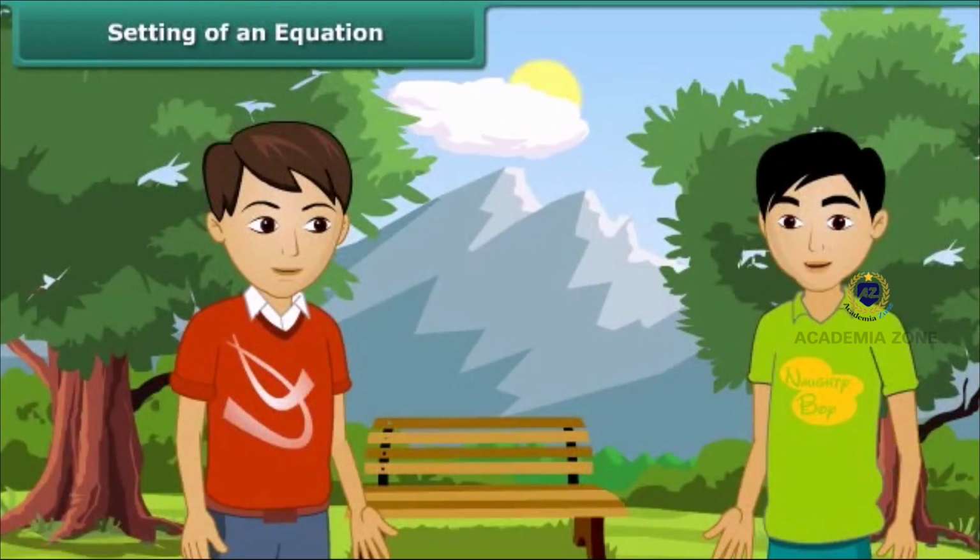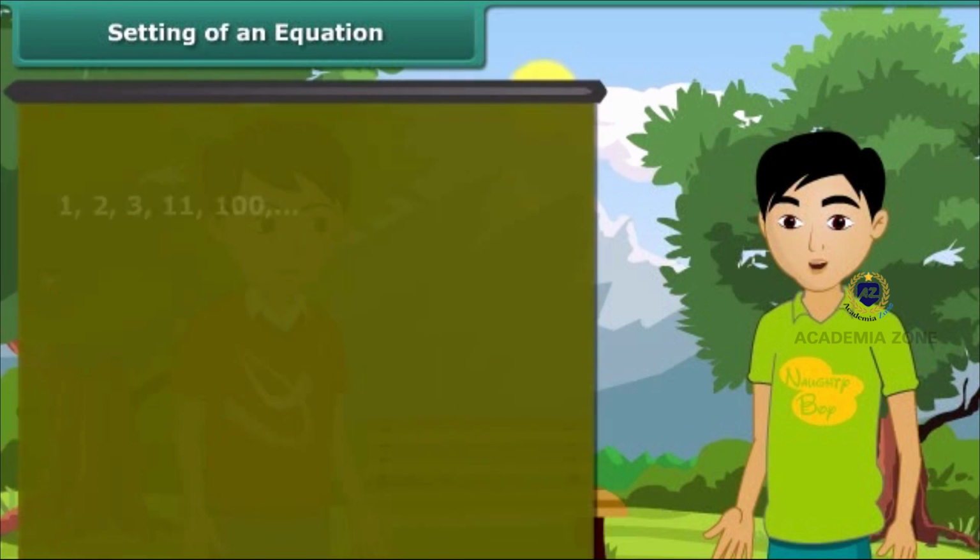Firstly, I will tell you how to set an equation. Let us take the same example. I asked you to think of a number. I did not know that number. For me, it could be anything: 1, 2, 3, 11 or 100. I denoted that unknown number by a letter, say x. You may use y or t or some other letter in place of x.